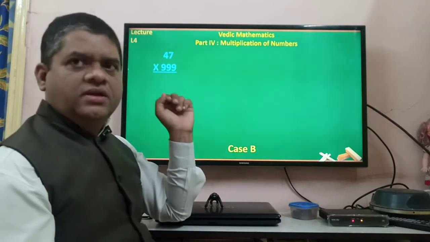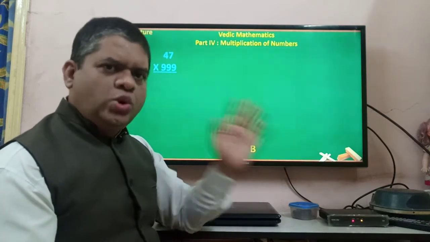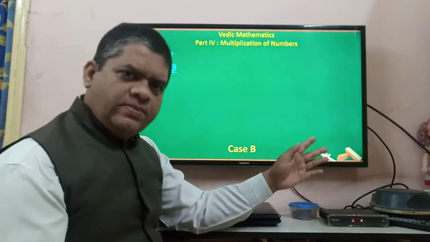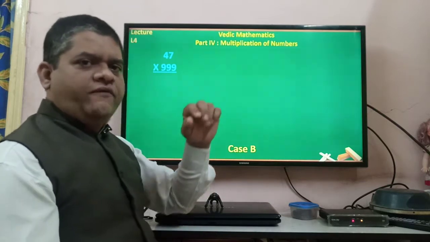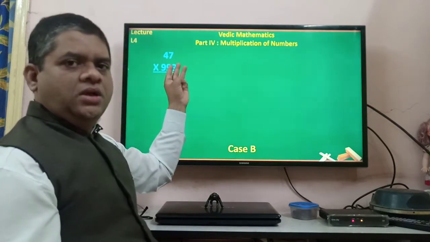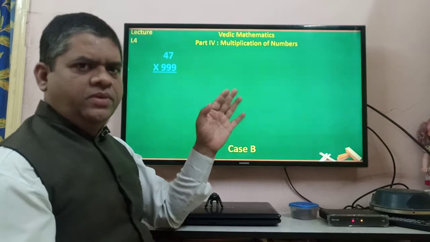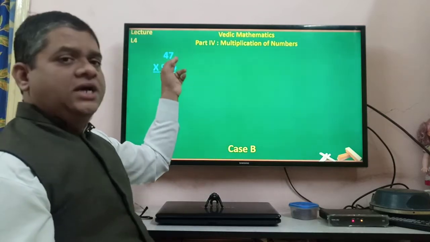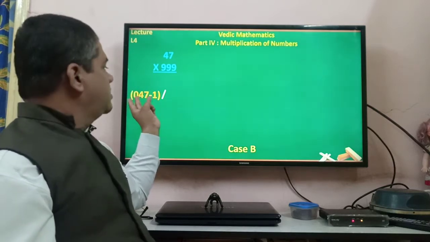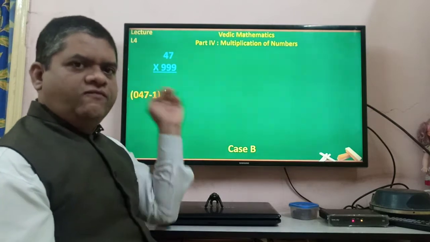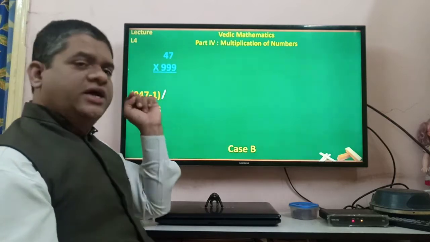In case B, I have to multiply 999 by 47. Now how can we do this? The method is the same, only a small change. Please note it so that you can solve an example of any type. Now let me explain in detail. When I want to multiply by a 3-digit number, this number also we have to convert into 3 digits. But we are not going to change the problem. So in order to convert into 3 digits, I am going to simply add a 0 on the left hand side. So this number becomes 3 digits. Now we know that 47 minus 1 becomes 46. But in order to convert into 3 digits, I already added 0.